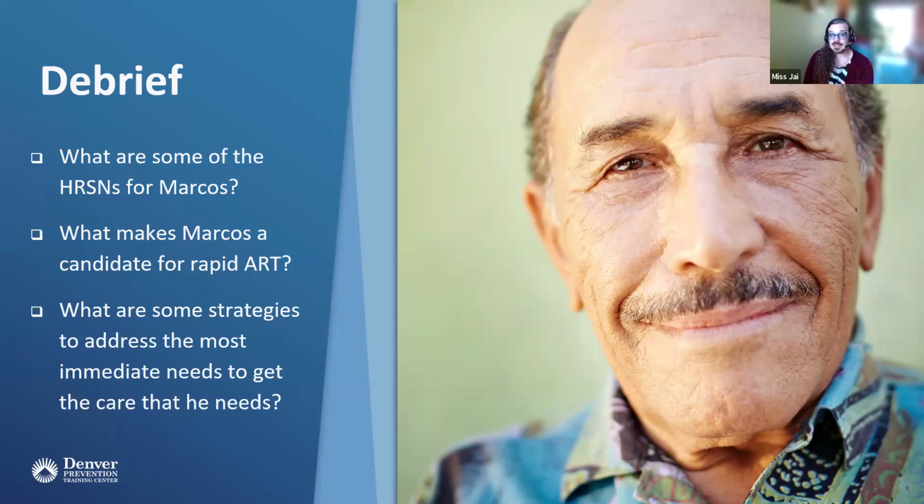Wraparound services through linkage to care may also help alleviate some of the other access issues that were described in the scenario. And then finally, when we think about some strategies to address the most immediate needs to ensure that Marcos can get the care that he needs, some possible answers are providing vouchers for transportation so that the lack of access to transportation is not a barrier, offering to support Marcos in disclosing to their partner when they are ready.